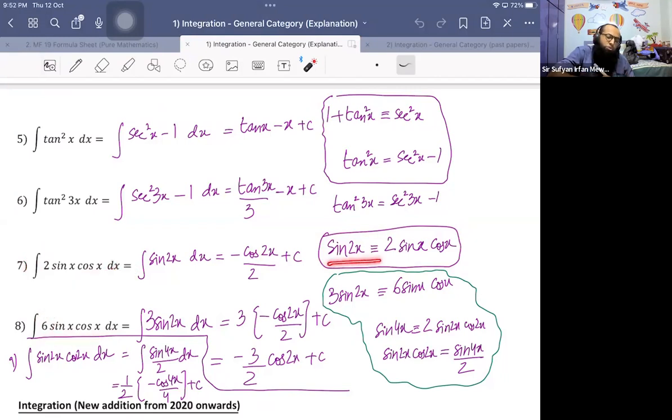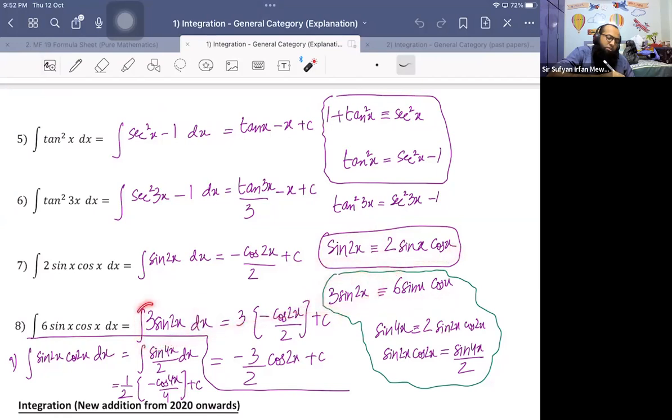So if I'm going to use the double angle formula of sine, and I'm converting 2 to 6 by multiplying it by 3, then even the sine 2x will be multiplied by 3. 2 sin x cos x is sine 2x. So 3 times of this, that is 6 sin x cos x, will give us 3 sine 2x. So I will now integrate 3 sine 2x.